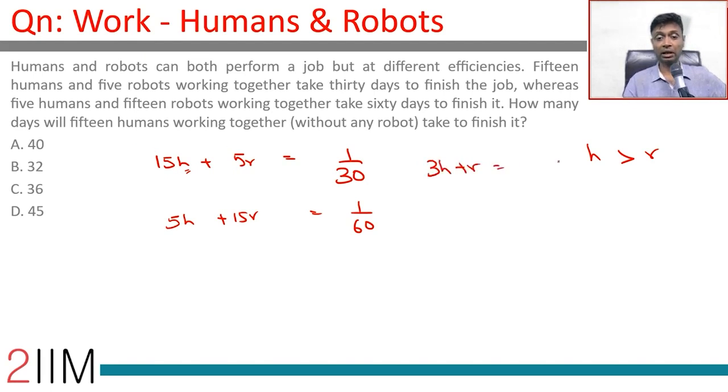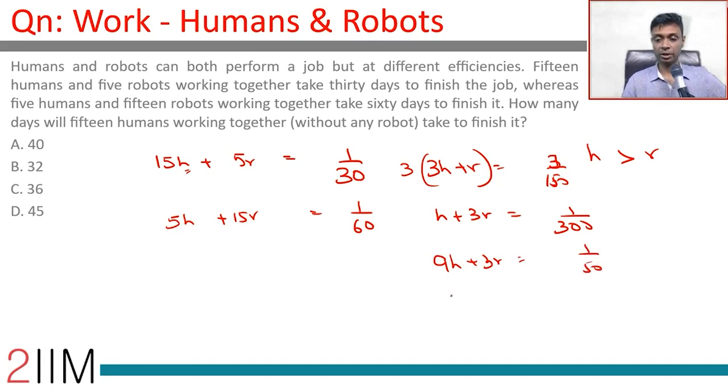3h plus r is 1 by 50. h plus 3r is 1 by 300. This is 1 by 150, this is 1 by 300. We want to eliminate r and retain h. And so multiply this by 3. 3 times this is 3 by 150. 9h plus 3r is 1 by 50. h plus 3r is 1 by 300.